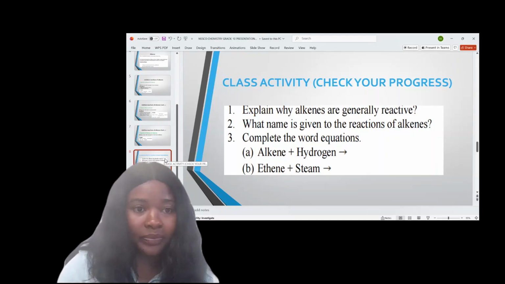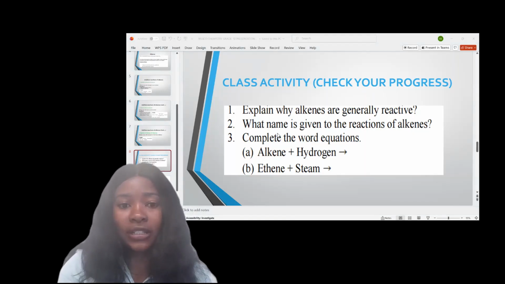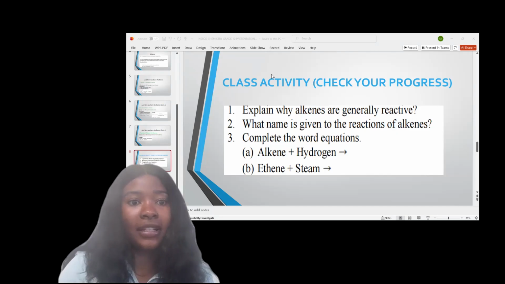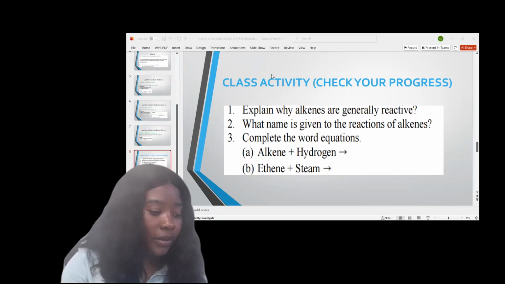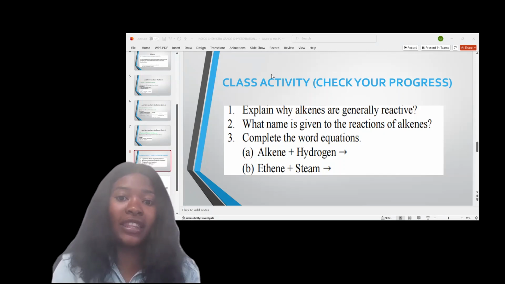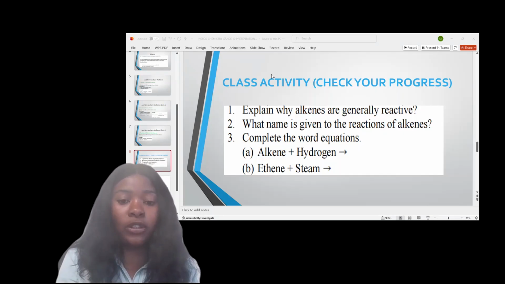Miss, I'm answering the first question. All right, yes, go on. What is the answer? It's because they contain a double carbon bond. Yes, that is indeed correct. So now it's because of the double bond. So meaning that the double bond breaks, and then when it breaks, it leaves room for something to attach in place of the double bond that has broken.